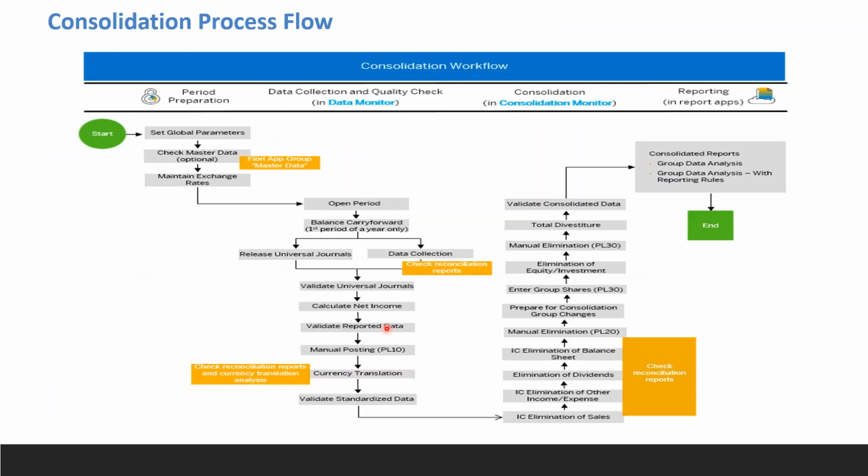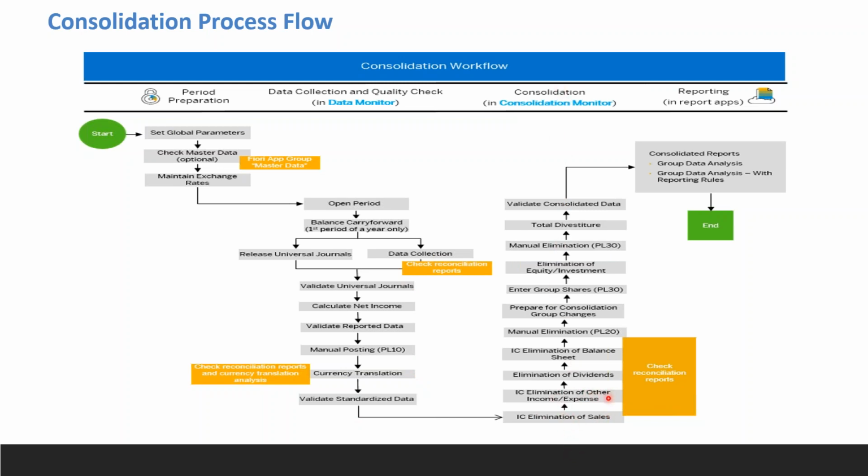So this is the overall consolidation process overview. We are going to set the parameters. These two are optional. It's not necessary. Then we have to open the period, then balance carry forward at the end of the year, then validate the universal journal, calculate net income, validate the reported data, manual posting, currency translation, validate the standardized data. Three times we are doing the validation here: universal journal, reported data, and standardized data. After that, we'll perform the rest in the consolidation monitor.